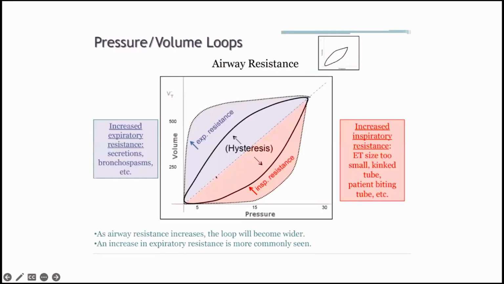And this is the part of the graph where, whenever you have an increase in the inspiratory resistance, you can see that this part is bulging. If the expiratory resistance is more, the expiratory part of the graph will be bulging. The expiratory resistance will be increased predominantly because of secretions, bronchospasm, etc. The inspiratory resistance may increase just due to an ET tube that is too small, a kinked tube, the patient biting the tube, etc. So this is again one more use.